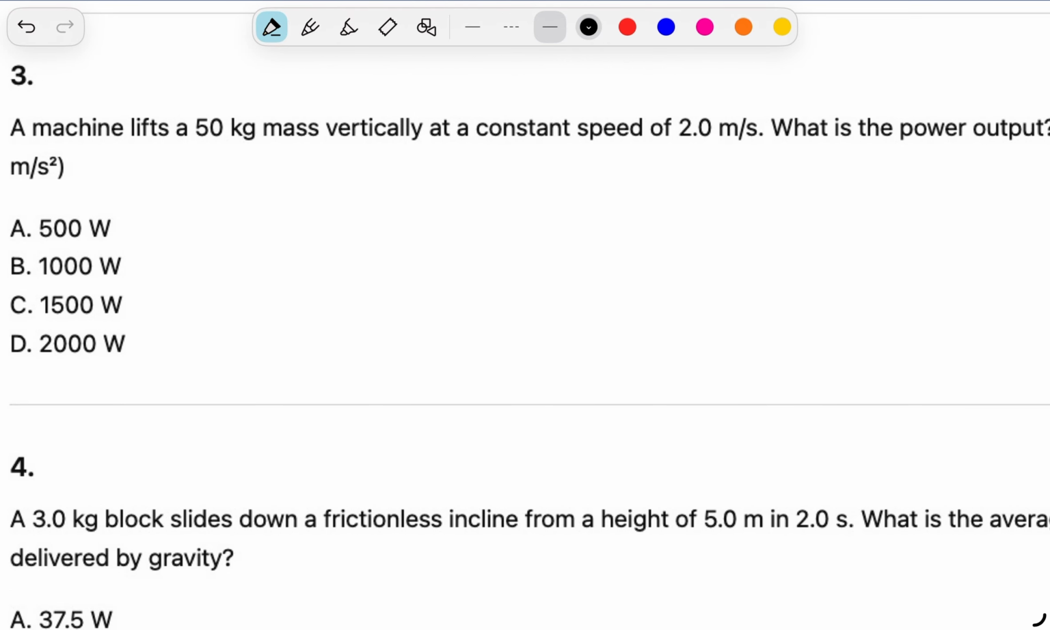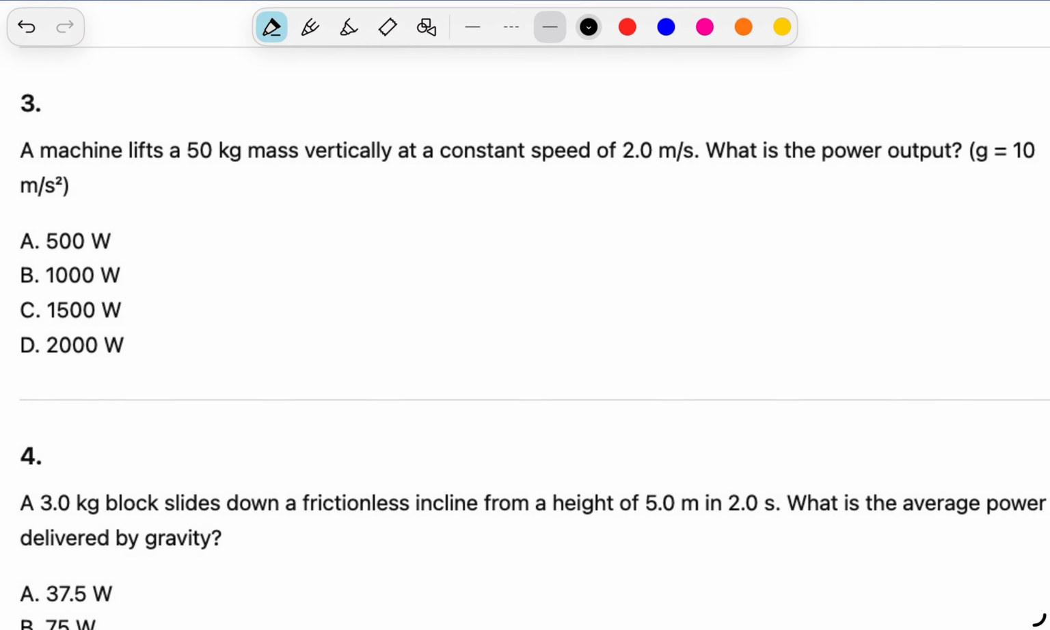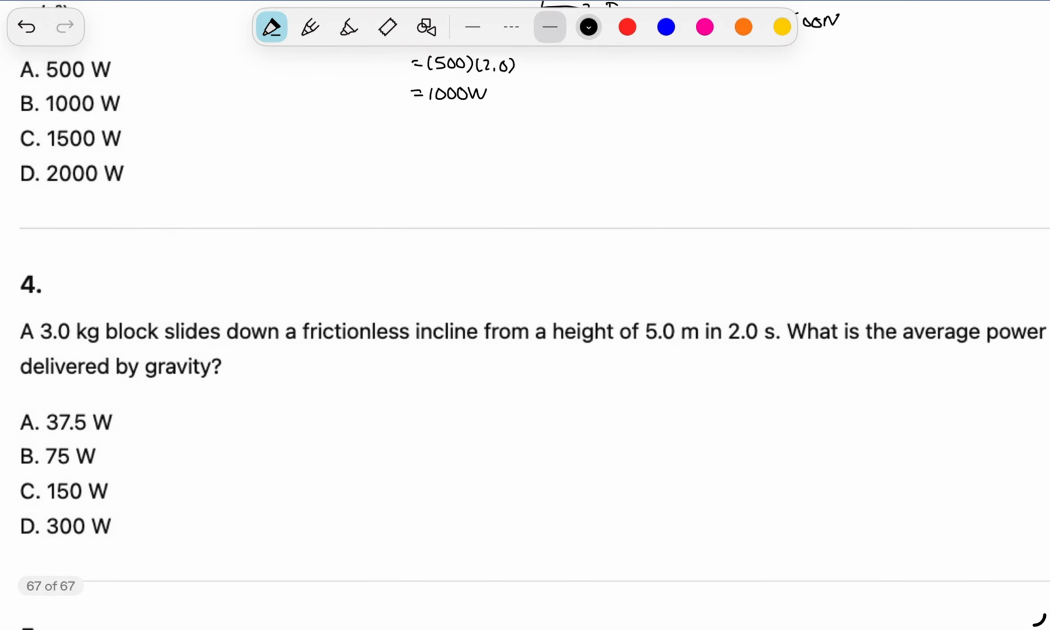A machine lifts a 50 kilogram mass vertically at a constant speed of 2.0 meters per second. What is the power output? So your power at a constant speed is going to be equal to the force times your velocity. And at constant speed, the force is equal to the mass times the gravity, which is 50 times 10, and that's equal to 500 newtons. So for your power, that's going to be 500 times 2.0, which is equal to 1,000 watts. So your answer is going to be B.